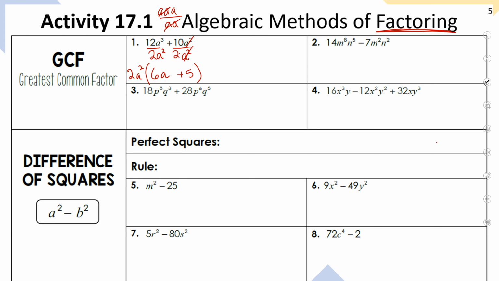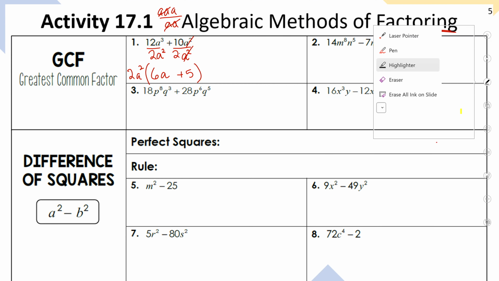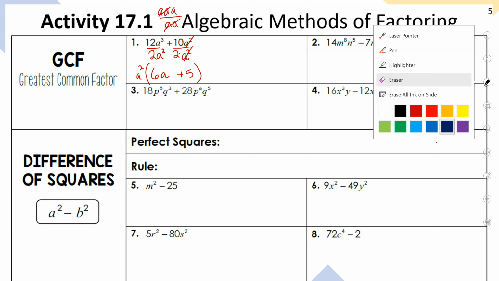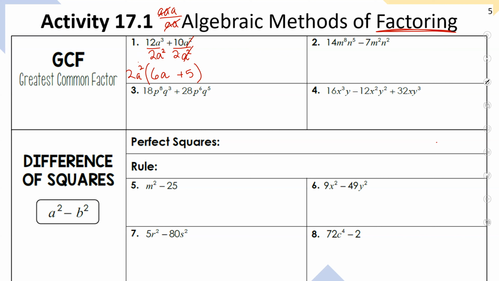The reason why you cannot leave out this last step of putting this outside is because you have to be able to get what you started with. If I multiply this back in, I'll get 12A cubed. If I multiply this back in, I'll get 10A squared. Okay, the whole thing about factoring is you want to be able to get back what you started with. So that's your answer.